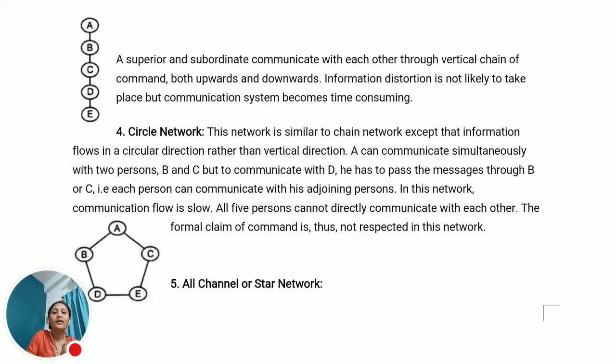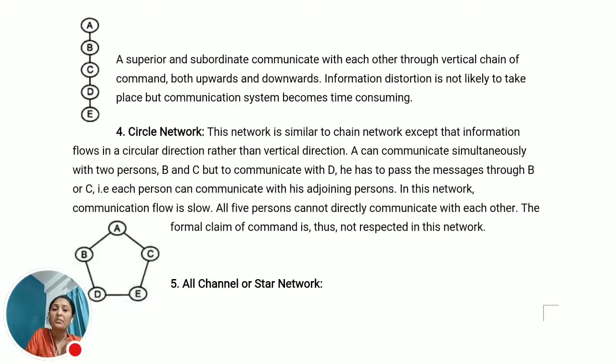So it's again a time consuming process, and the only difference between the chain network and the circle network is that here the flow of information is circular. In the previous cases, the flow of information is upward and downward, whereas in this circular network case, the flow of information is circular. All five persons cannot directly communicate with each other.